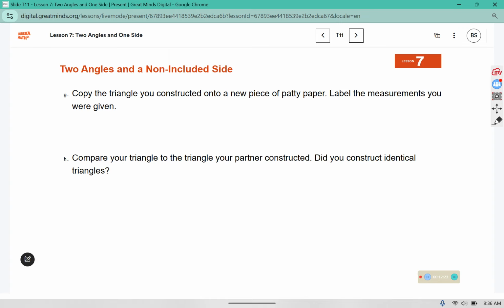G, copy the triangle you constructed onto a new piece of patty paper and label the measurements you were given. Compare your triangle to the triangle your partner constructed. Did you construct identical triangles? So G is just trace that triangle again. And H, we are comparing. Did you get the same triangle as your partner?